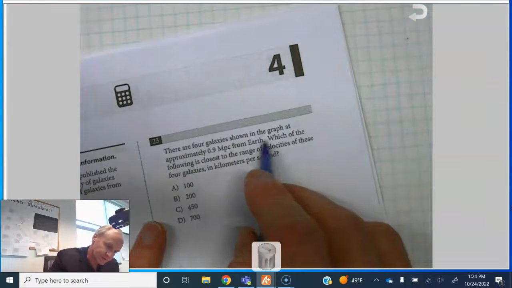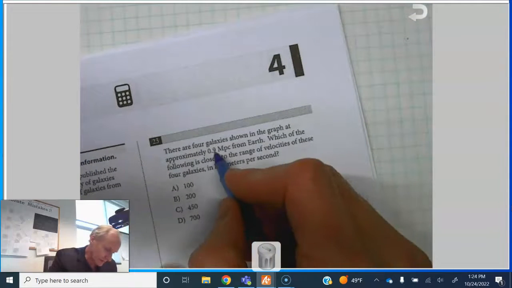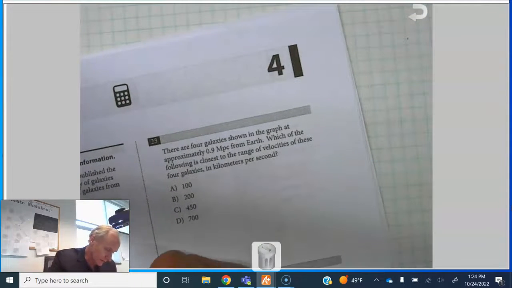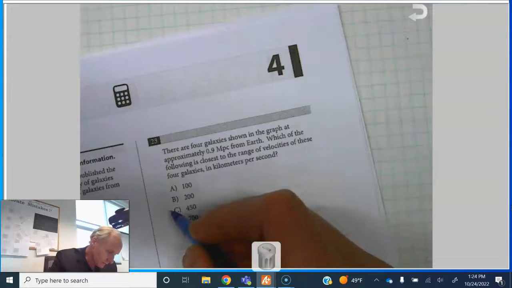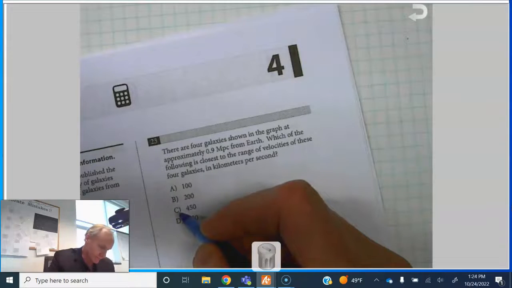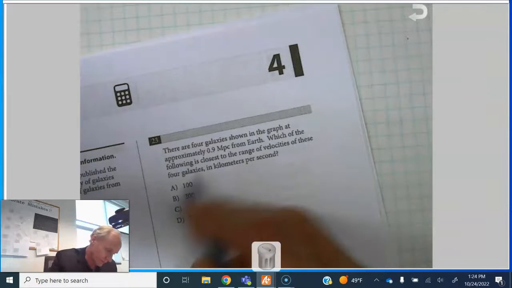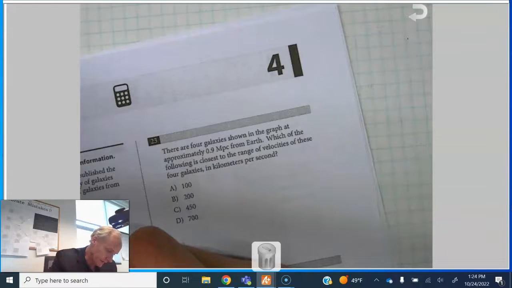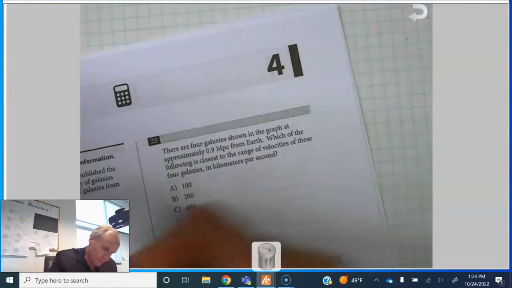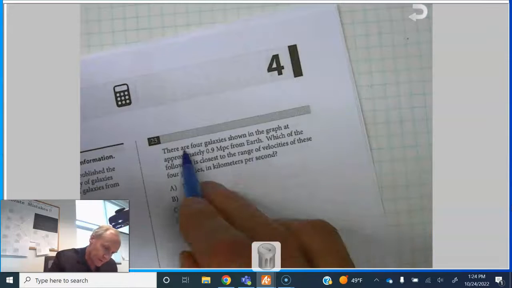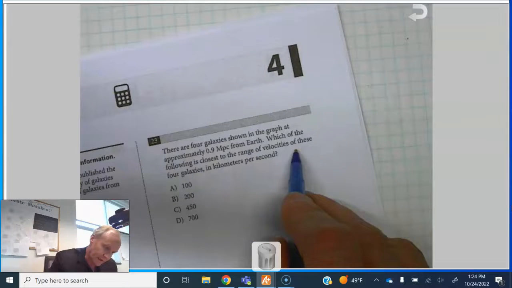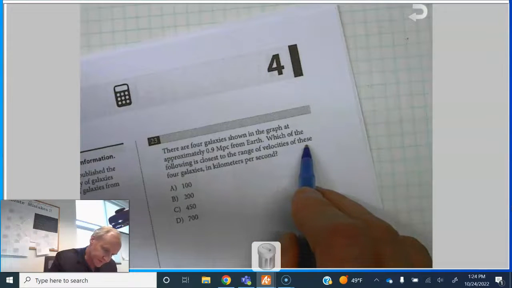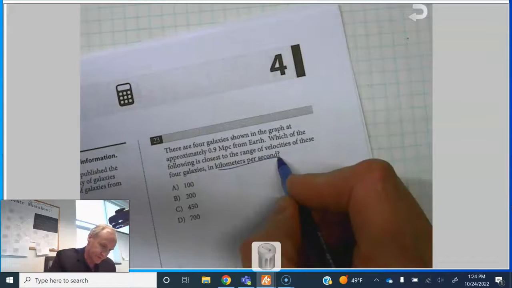There are 4 galaxies shown in the graph at approximately 0.9 megaparsecs. Are those parsecs? Yep, megaparsecs from Earth, 0.9. There's 3, actually there's 4. Looks like there's about 4 of them. Yeah, 4. Which of the following is the closest to the range of velocities in kilometers per second?